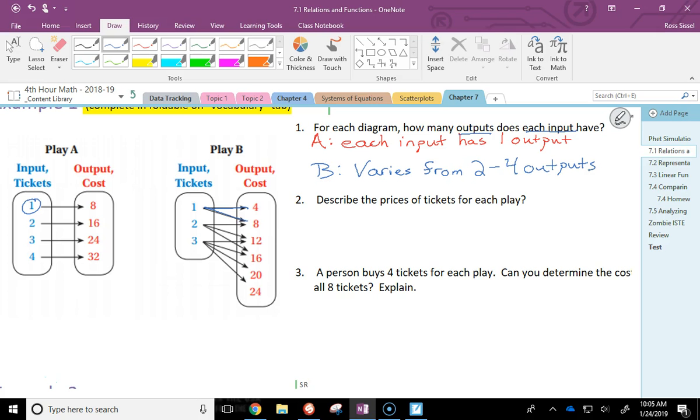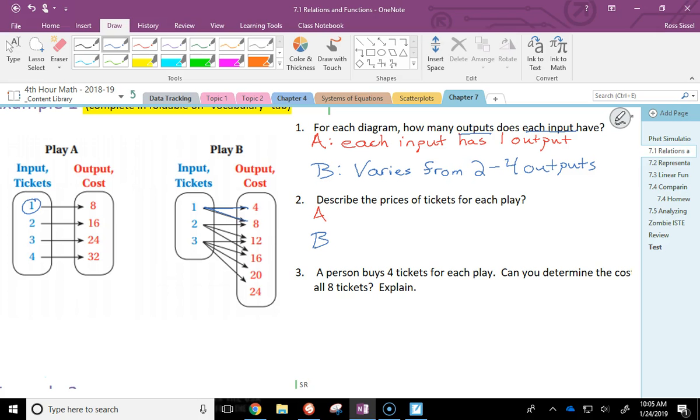Okay, let's look at the second question. A and B. Describe the prices for the tickets for each play. How much did the tickets cost in play A? If I bought one ticket, it cost me $8. If I bought two tickets, it cost me $16. Three cost me $24. 4 tickets cost me $32. How much did each ticket cost?